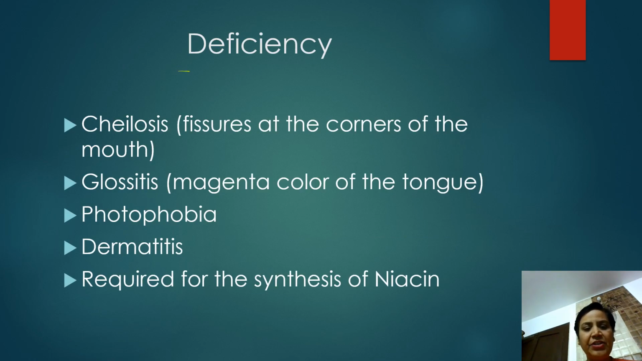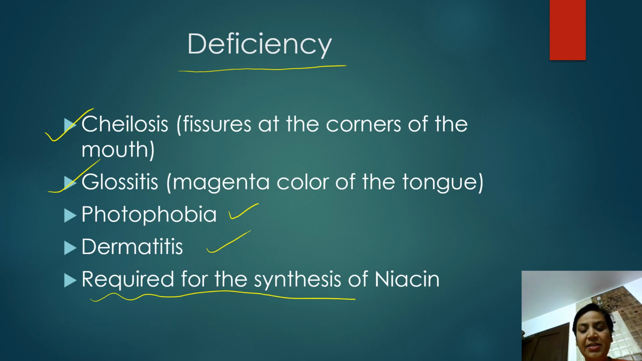Now, what are the deficiency manifestations of vitamin B2? One is cheilosis, fissures at the corners of the mouth. Glossitis, a magenta color of the tongue. Photophobia, dermatitis. And one more important thing which I am going to tell you is that it is required for the synthesis of niacin in our body. So deficiency of niacin leads to pellagra. So you can say that vitamin B2 can also contribute, even though to a smaller extent, to pellagra. This is vitamin B2.